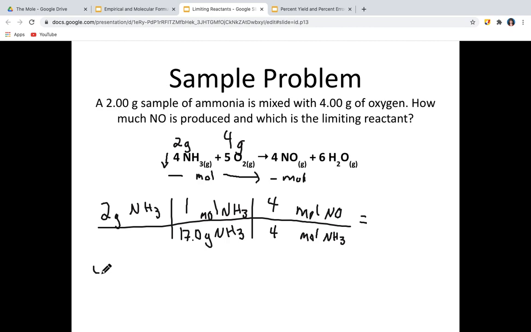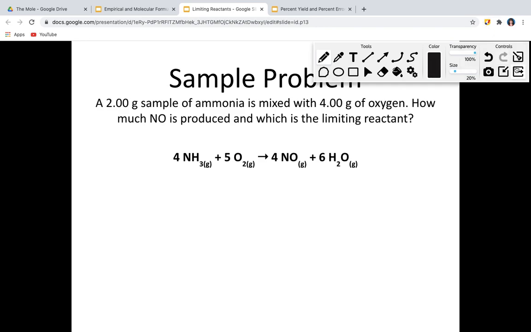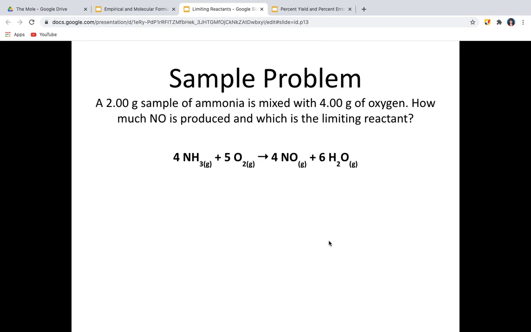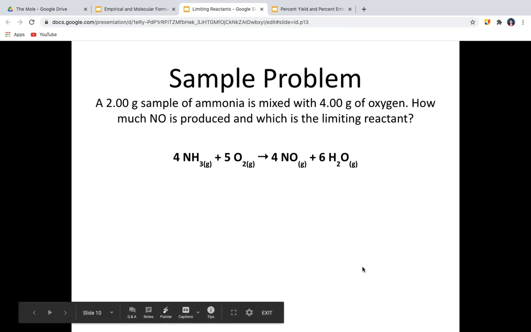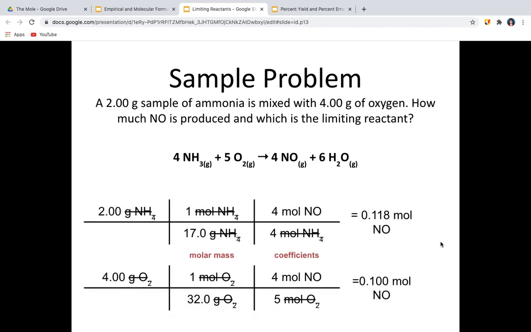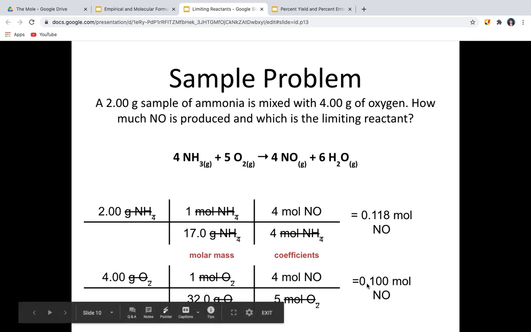And then, just like I said the last time, if this is set up correctly, then you just have to replace stuff with your oxygen. So I'm going to move to the next slide where I should have this set up. We're going to multiply across the top, divide by the numbers that are on the bottom. And there we have it: 1.118 moles and 0.1 moles of NO.